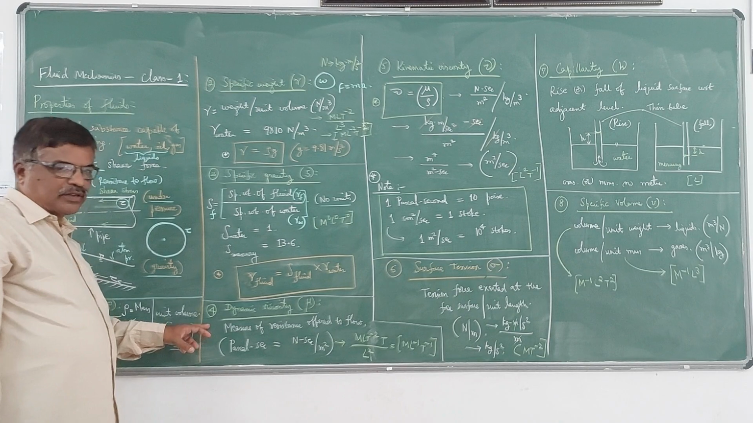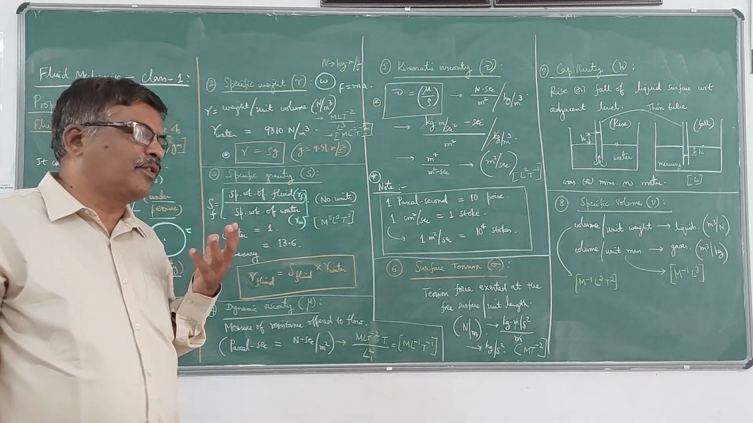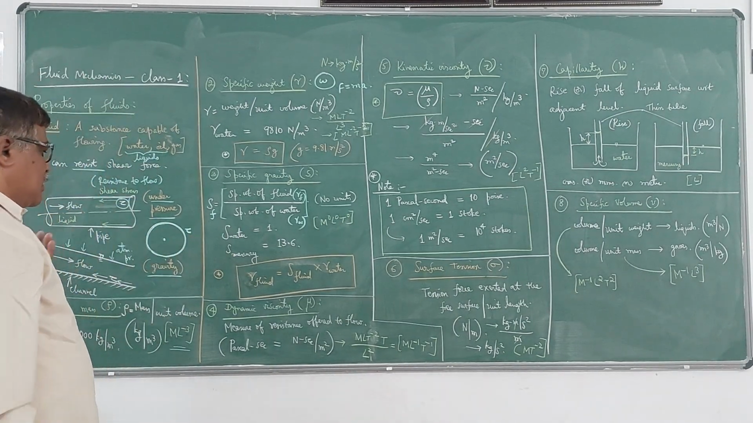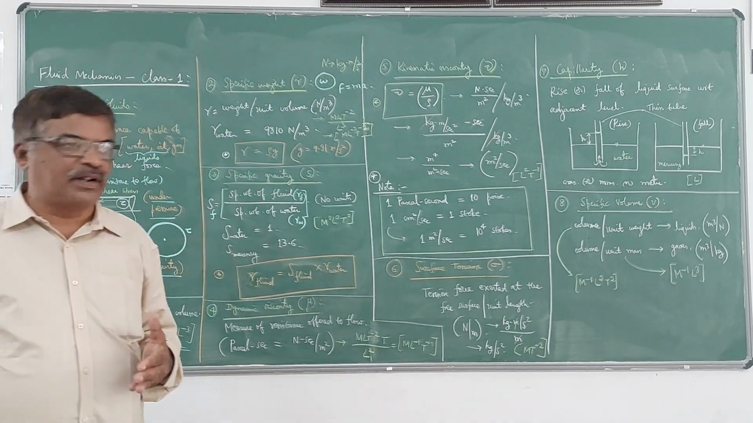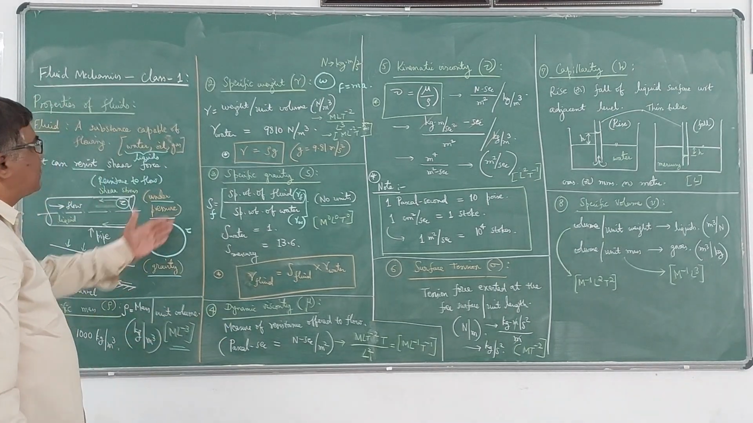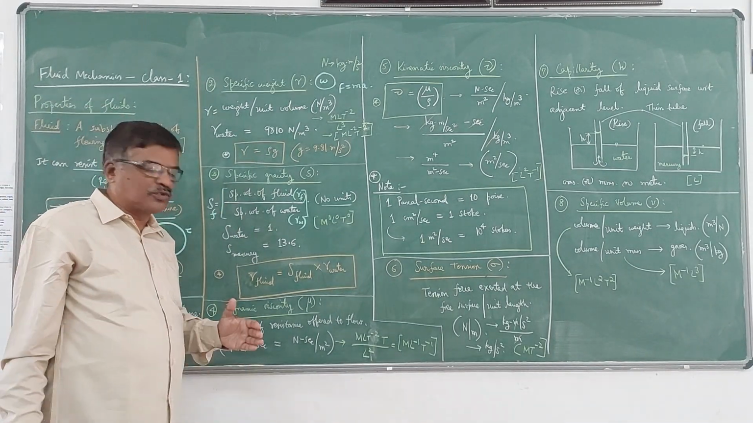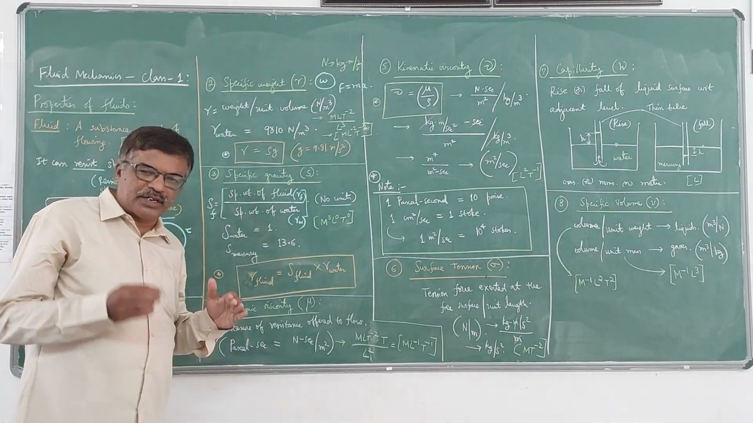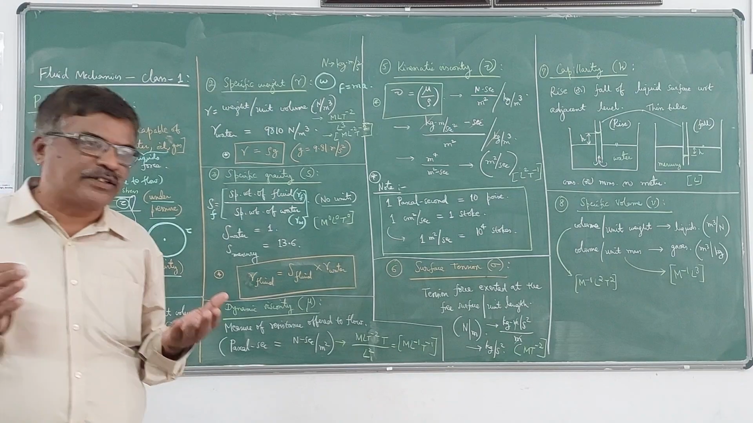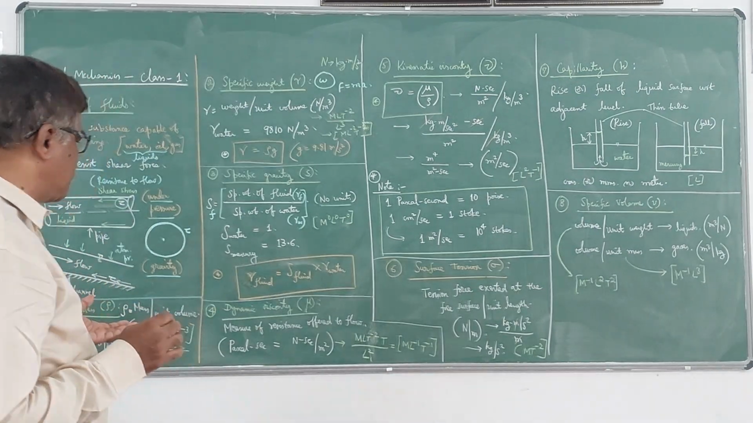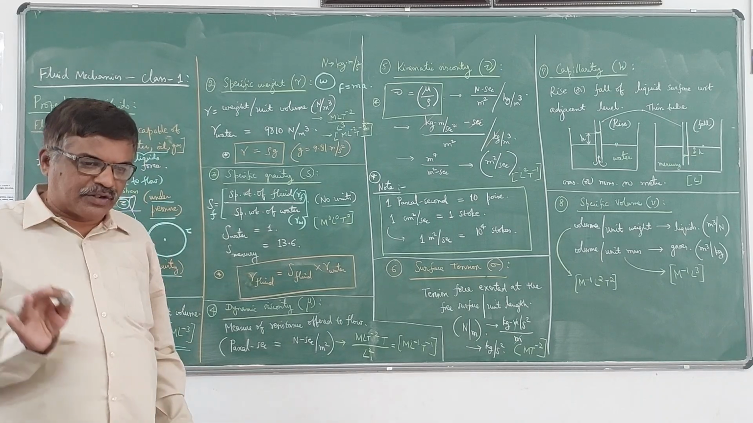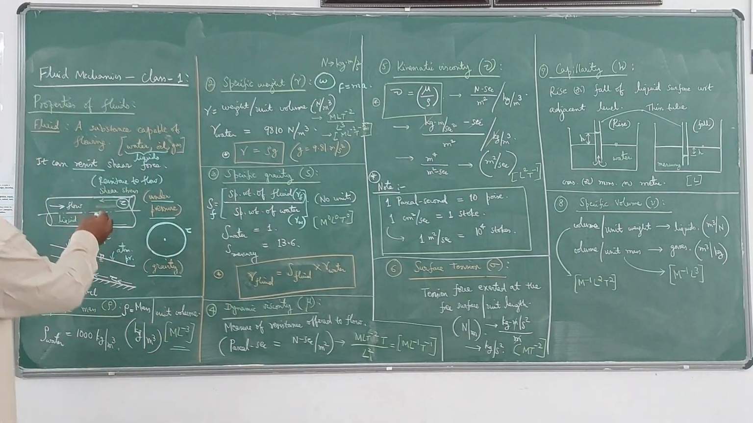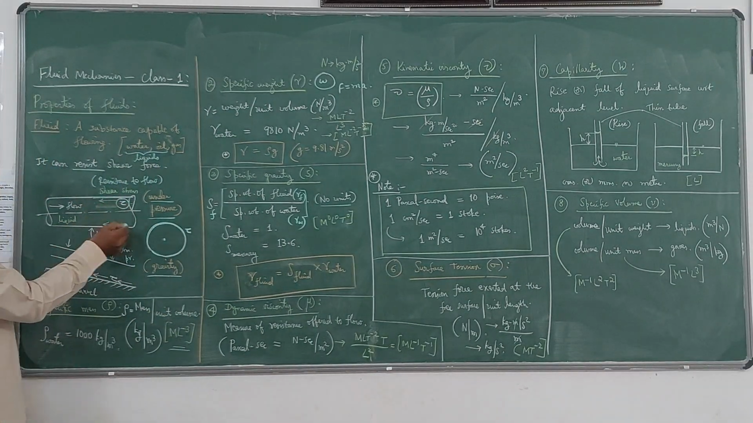Now the fourth very important property of a fluid is the dynamic viscosity. This property will not be there in the case of solids, whereas the above three properties you can expect in solids also. Any substance which is capable of flowing can exhibit dynamic viscosity. It is a measure of resistance offered to flow. Since flow occurs, there will be resistance, like this I have shown here. This is how the resistance occurs.